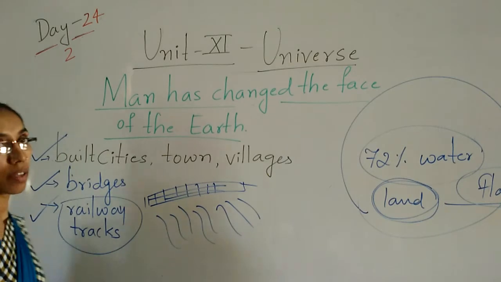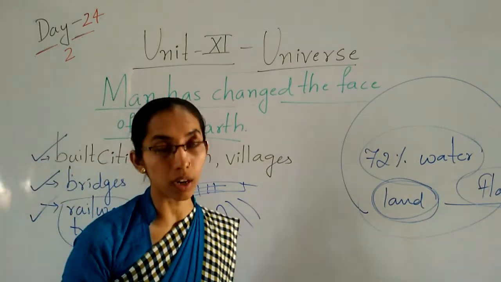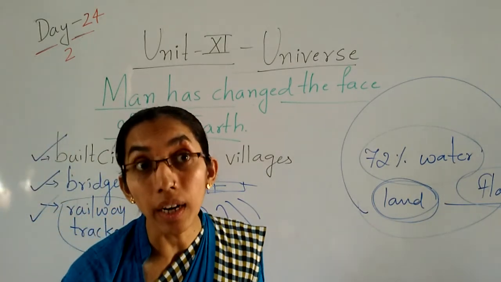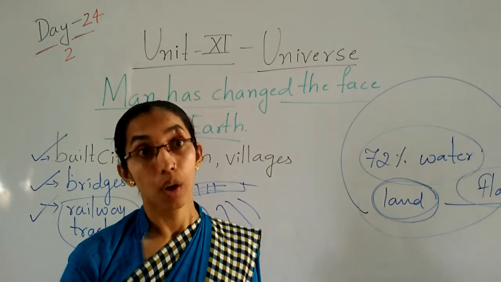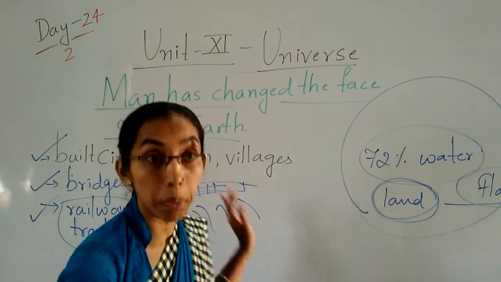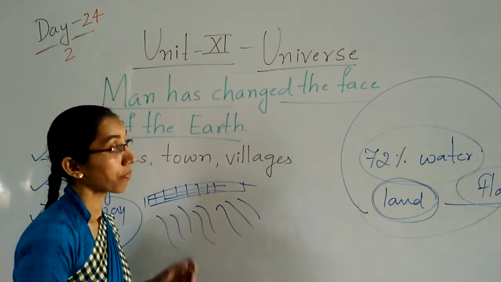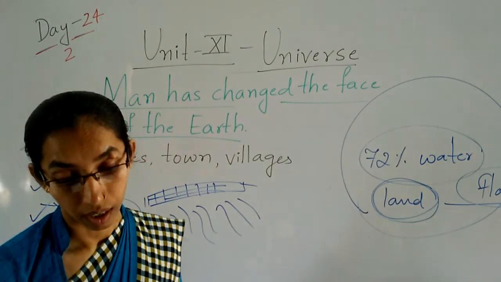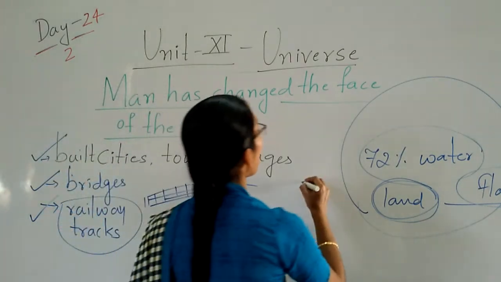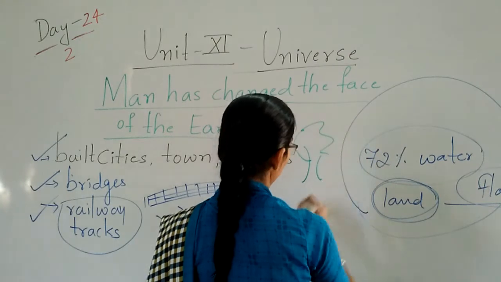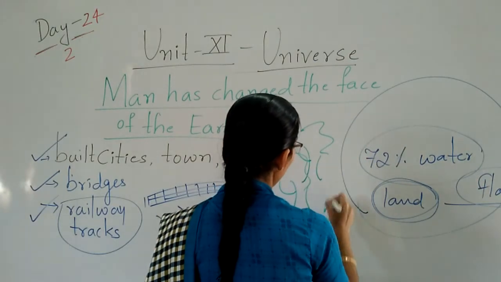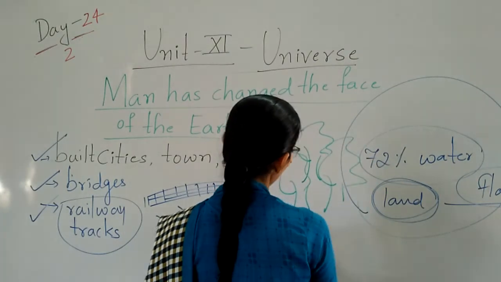So to do all these things, to build the cities, towns, villages, to make the bridges, to make the railway tracks, what did the man do here? Tell me. Yes. For this, to build and construct, the man cut down a number of trees.